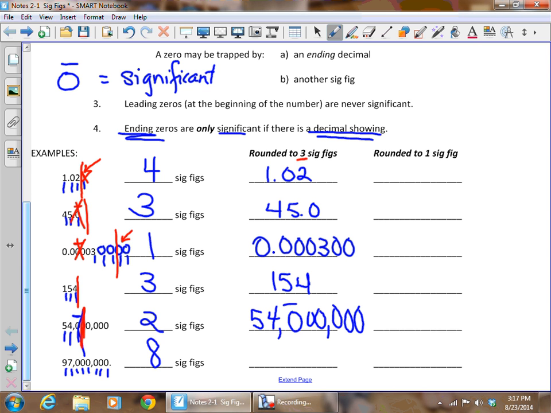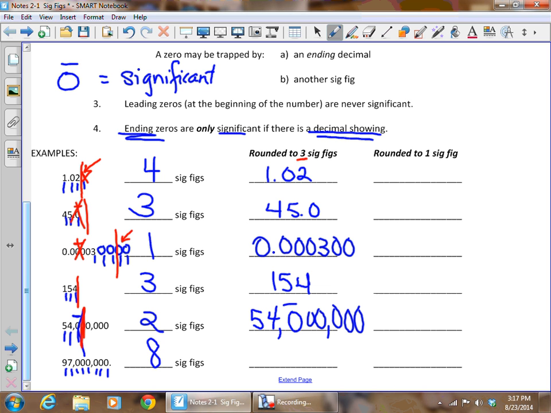I can't drop them. They're whole number. They're in whole number positions. So I can't drop those whole number place values. So 54 million with a bar over that first 0 is going to have 3 sig figs. So see if you can do the last one yourself real quick. Round that one to 3 sig figs.